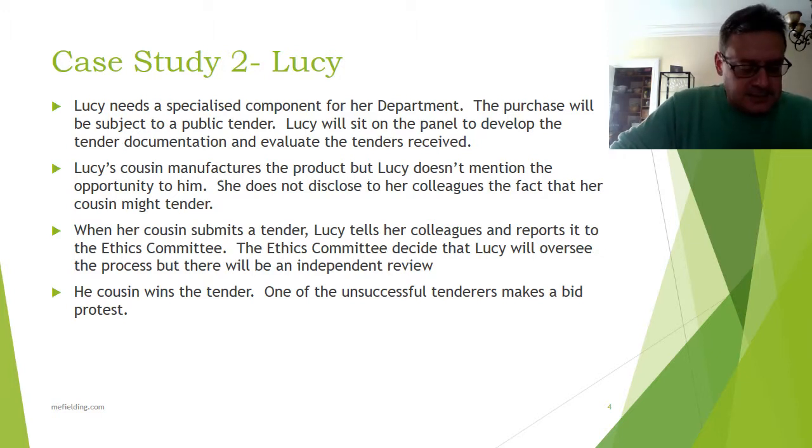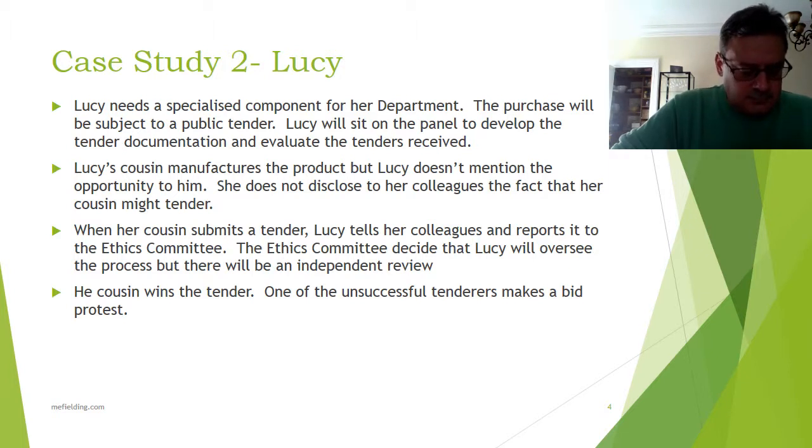And it says that they're going to oversee the process, that there will be an independent review after she's overseen the process. But it doesn't tell us what the independent review is, how technically gifted those people are, and exactly what documents and processes they will be reviewing. So there's a little bit of a grey area for you there then.